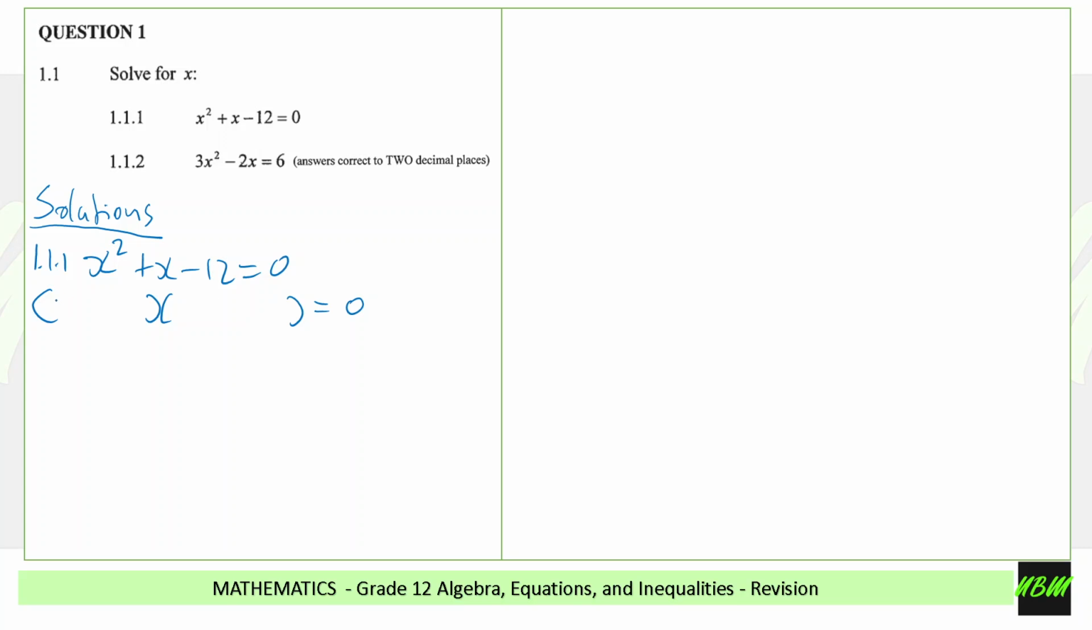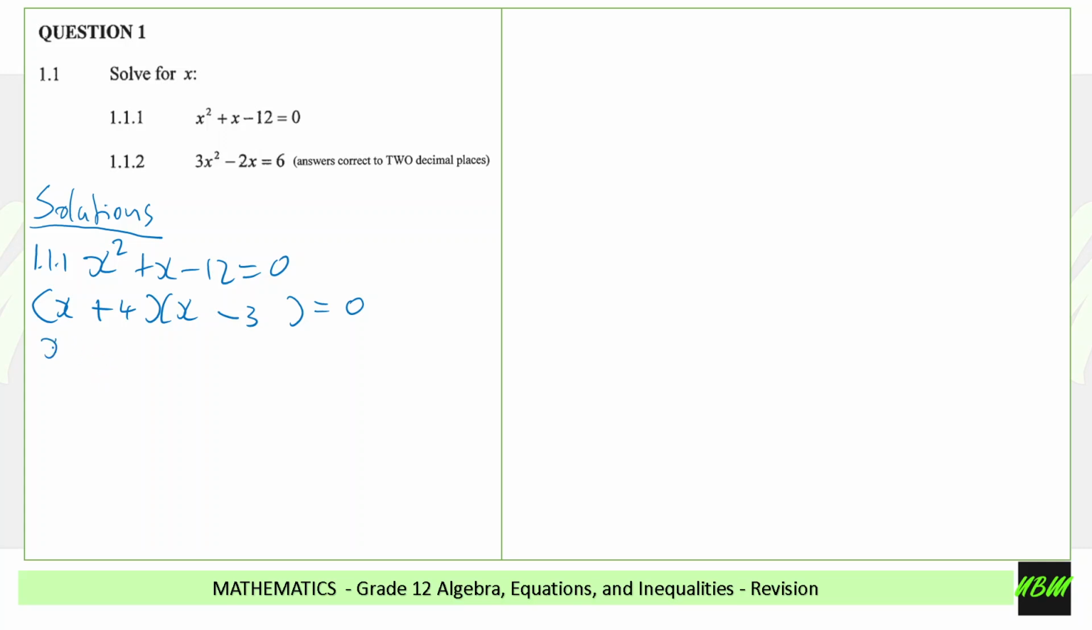Equal to 0, we'll have (x plus 4)(x minus 3). And if you still struggle with factorization, especially factorizing of a quadratic equation at this point, to solve any quadratic equation, make use of the general quadratic formula, which we are going to apply in question 1.1.2.